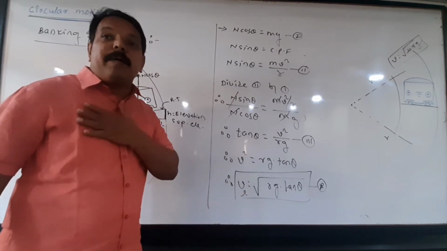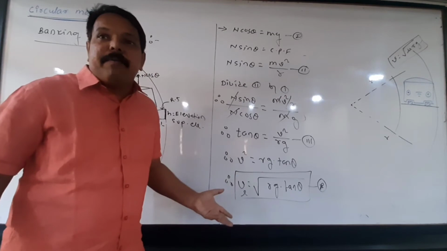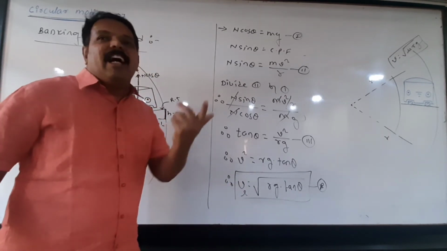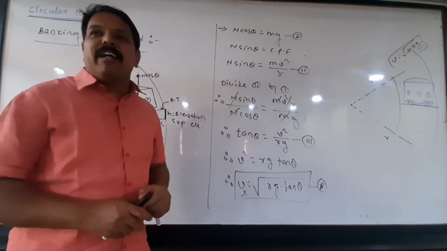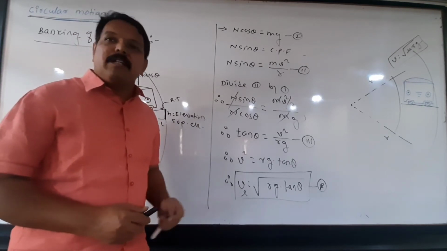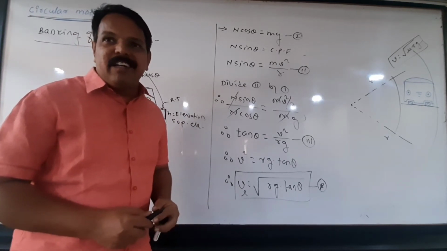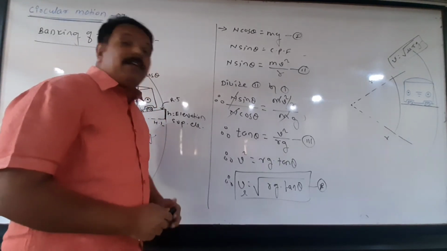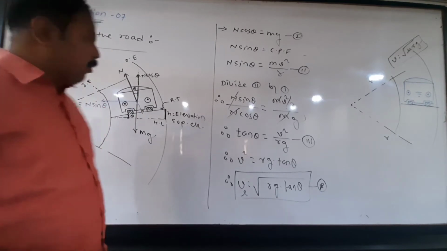Means if our speed is within that limit, we are safe, even though the road is banked. But if we cross that speed, then there are chances of skidding the vehicle. There is a danger of throwing the vehicle. Have you got it? See here. Now this is about the limiting speed passing over the curved banked road.